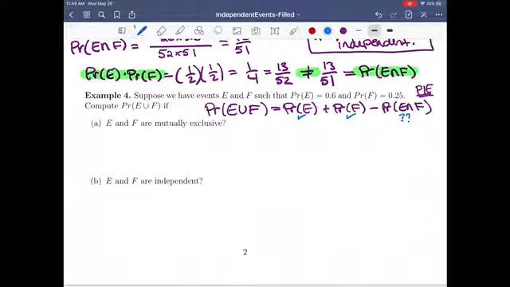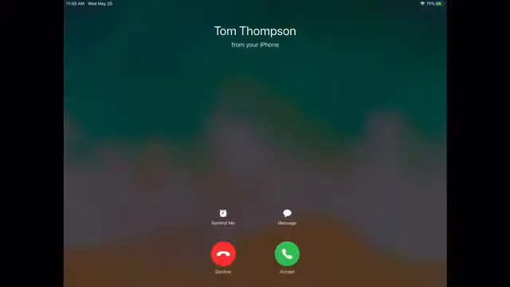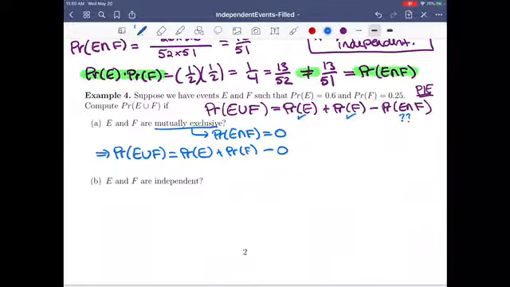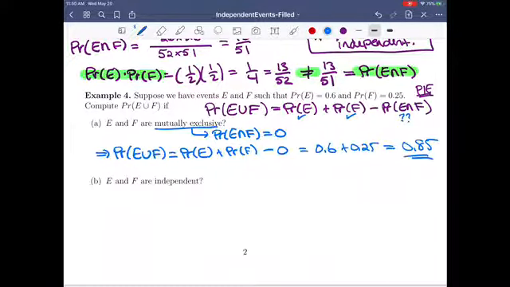Mutually exclusive means that the probability of E intersect F is actually 0. So that means the probability of the union is the probability of E plus the probability of F minus 0. We know the intersection is 0, and we know all these numbers now. So this is 0.6 plus 0.25, and here we get 0.85 for the union.